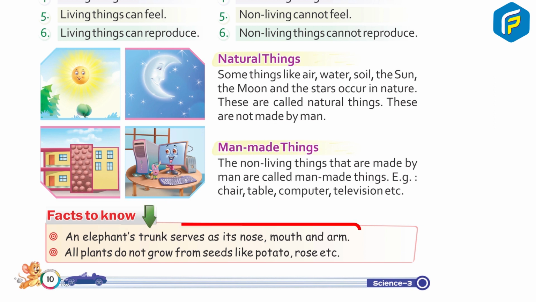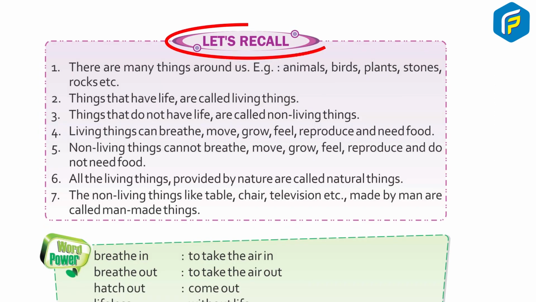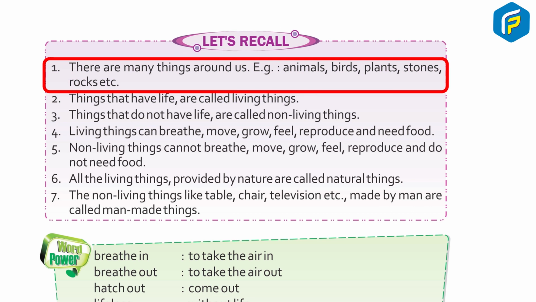Facts to know: an elephant's trunk serves as its nose, mouth, and arm. All plants do not grow from seeds, like potato, rose, etc. Let's recall. 1. There are many things around us. Example: animals, birds, plants, stones, rocks, etc.